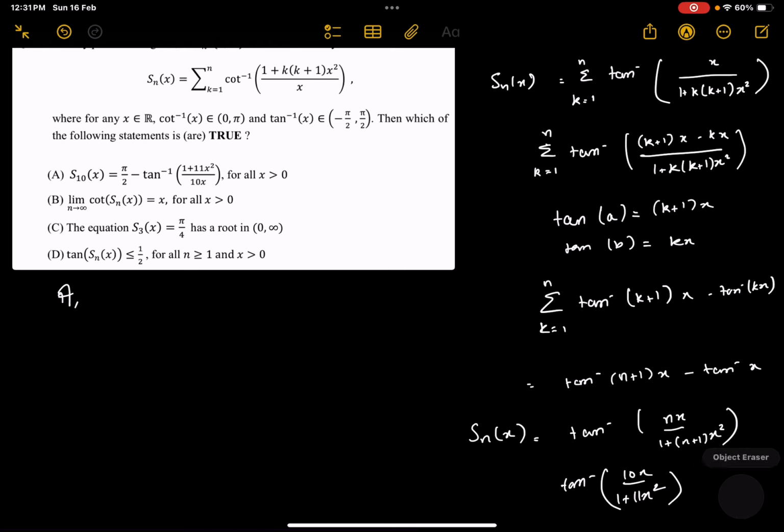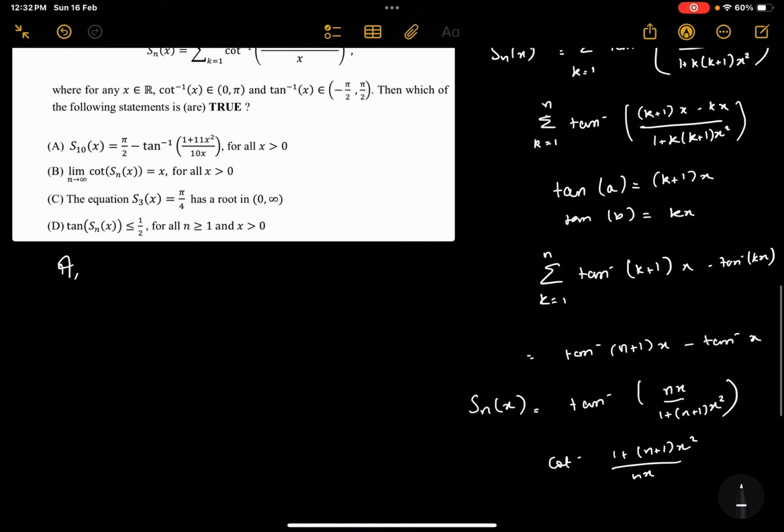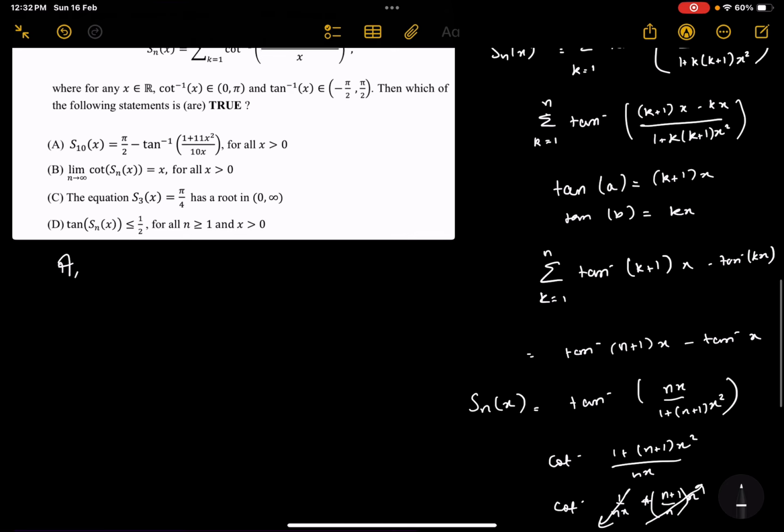Then for B option, limit n tends to infinity, Snx would be tan inverse, we write this as cot inverse of 1 plus n plus 1 times x square upon nx, which becomes cot inverse of 1 by nx plus n plus 1 by n times x. So now limit n tends to infinity, this will go away and this n plus 1 upon n will become 1. So 1 times x is x. So cot inverse x. So B option is correct.